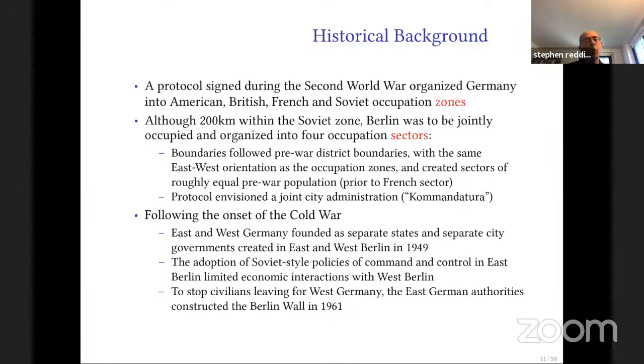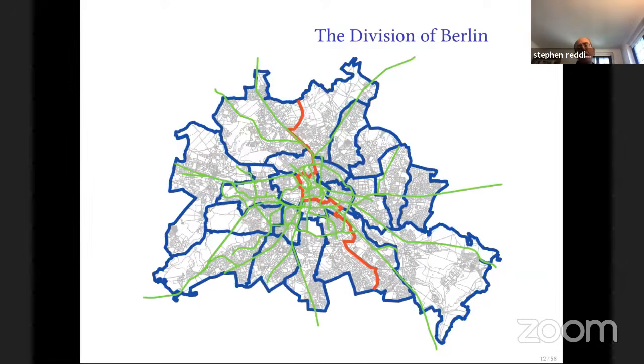And travel from Western sectors of Berlin to the Eastern sector of Berlin was tightly regulated. So this is what that division looked like. Just to give you a sense of the experiment and how we're going to use it in our identification strategy, here you see the area of pre-war Berlin as defined by its 1920 boundaries, which are pretty extensive.